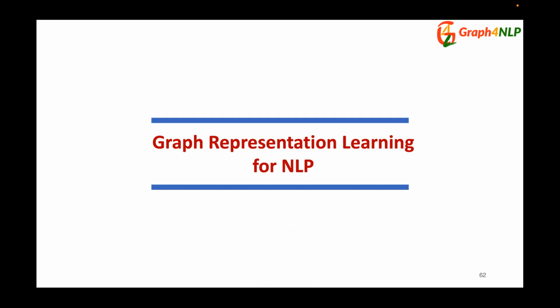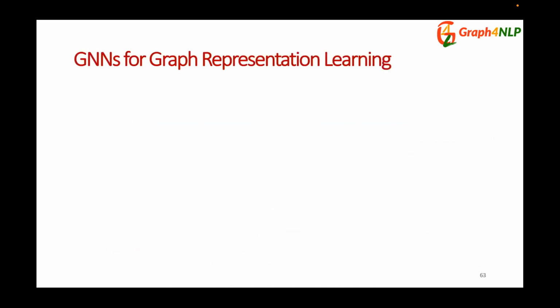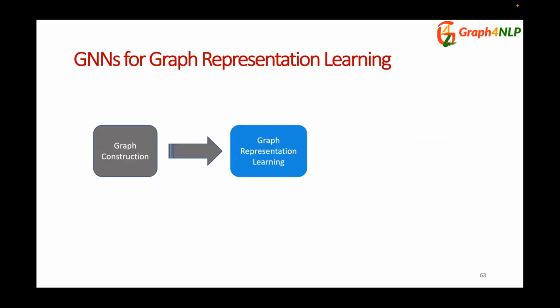That's it for the graph construction for NLP part. Next, I will talk about the graph representation learning for NLP part. Let's briefly recap the DLG4NLP pipeline. Given a graph, we usually first construct a graph, and then we apply some graph representation learning methods, which are usually various graph neural networks.